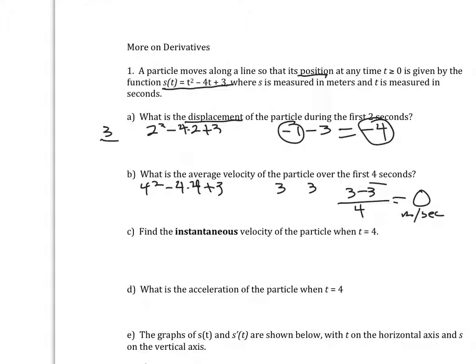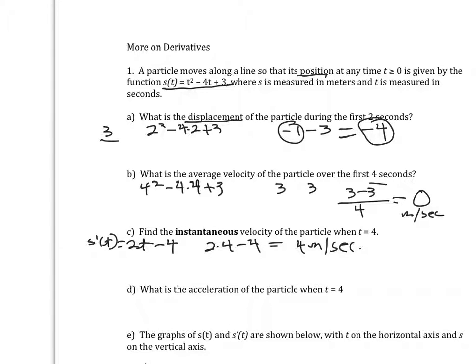Okay, now when it's asking for the instantaneous velocity, we're talking about the derivative. The derivative of t squared minus 4t plus 3 by the power rule is going to give us 2t minus 4, and so that's s prime of t. When we plug in t is equal to 4, we get 2 times 4 minus 4, which is equal to 4 meters per second as our instantaneous velocity at time t equal to 4.